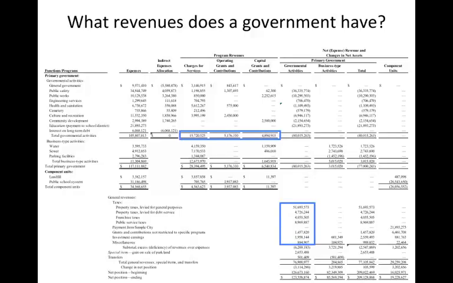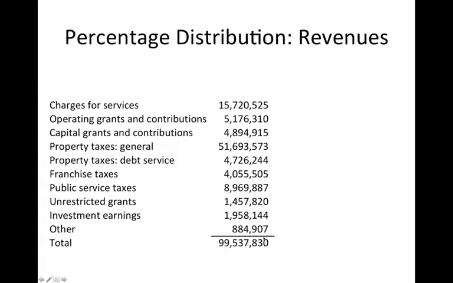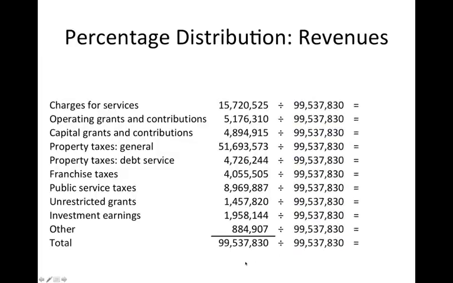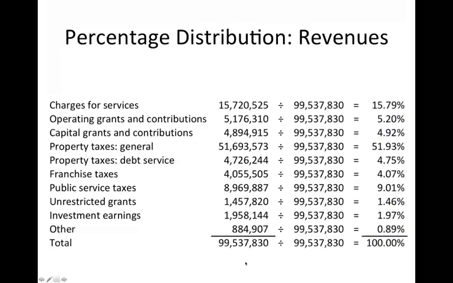So you've got your charges for services, your operating grants and contributions, your capital grants and contributions up here in the program revenues area, and then down below here where the general revenues are, all your taxes are here, your unrestricted intergovernmental aid and contributions, investment earnings will always be down here as well. As you know, percentage distribution, you're going to take each individual dollar amount for these revenue sources and divide them by the total revenues, which are down here, 99,537,830. So in each case, you're dividing it by that total, and you get these percentages.